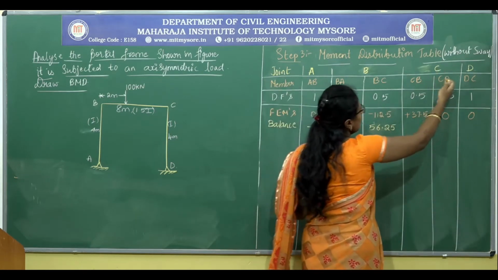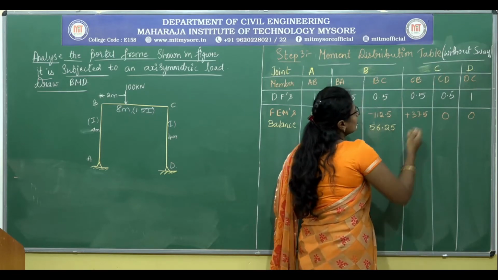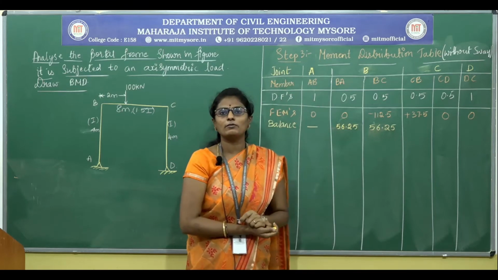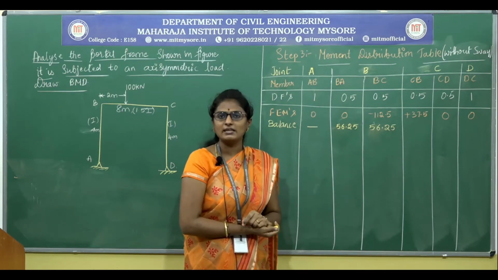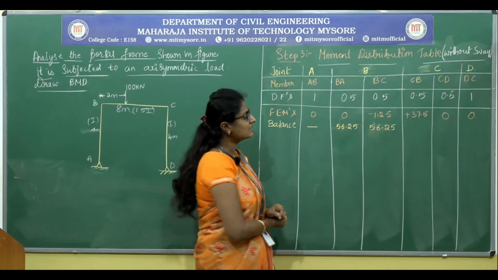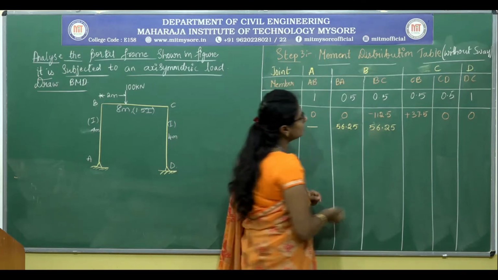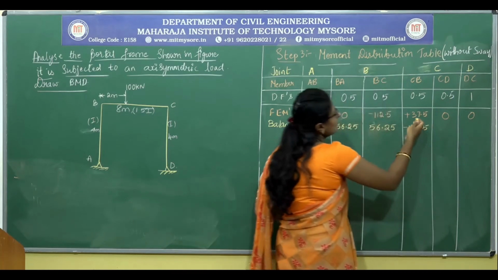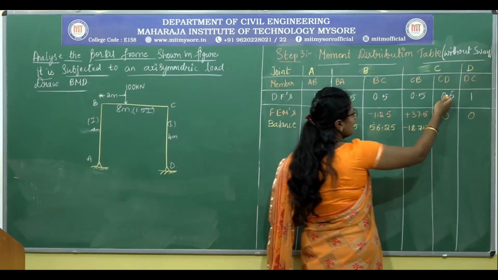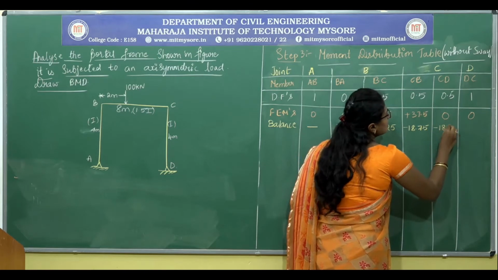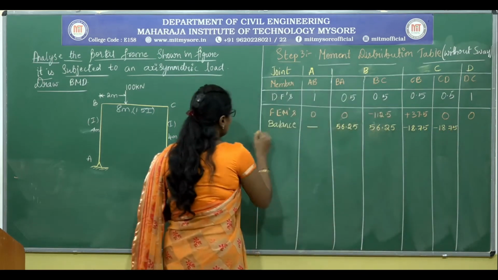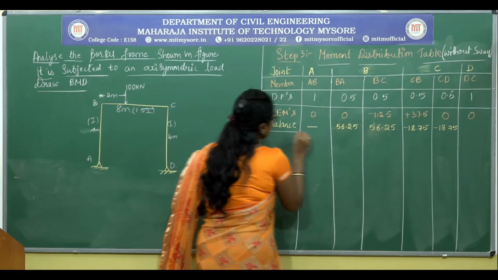At joint C, CB and CD are the members. So, the unbalanced moment is 37.5. In order to balance it we need to consider minus 37.5. So, minus 37.5 multiplied by 0.5 will give you minus 18.75. Again minus 37.5 multiplied by 0.5 will give you minus 18.75. So, this is the balancing step.